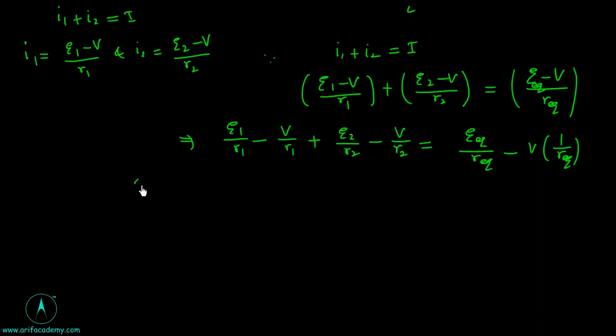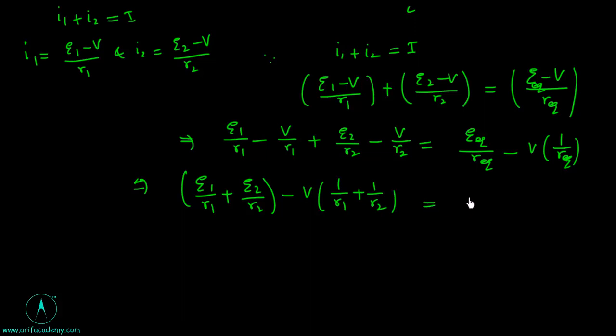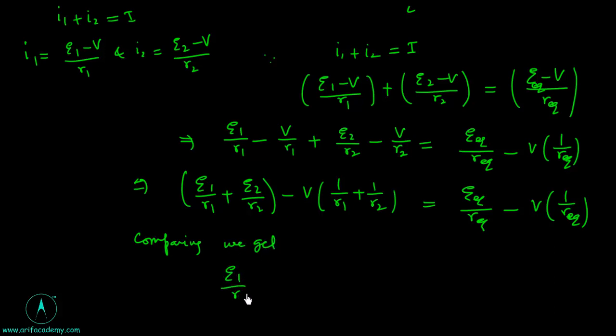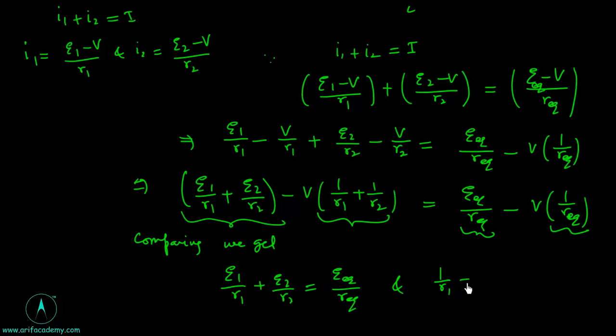So this can be written as E1/R1 + E2/R2 − V(1/R1 + 1/R2), and that's equal to E_equivalent/R_equivalent − V(1/R_equivalent). Comparing the left side with the right side, we get E1/R1 + E2/R2 = E_equivalent/R_equivalent, and 1/R1 + 1/R2 = 1/R_equivalent. That was to be proved.